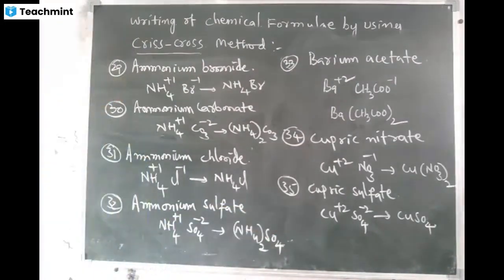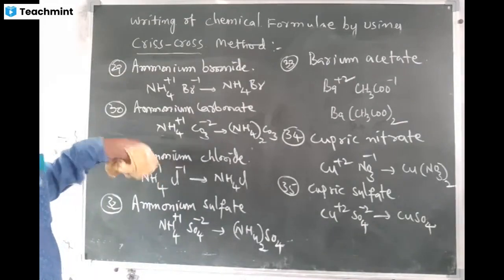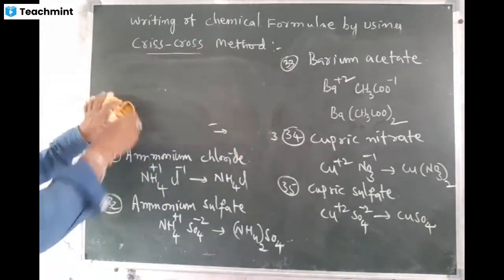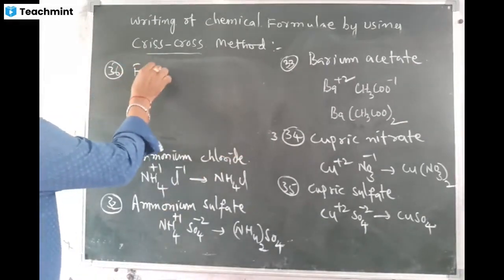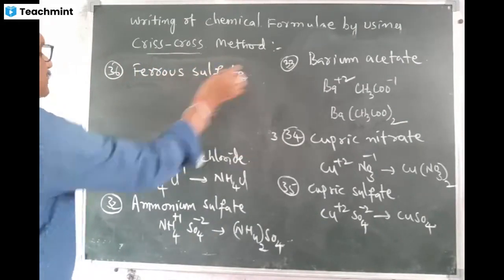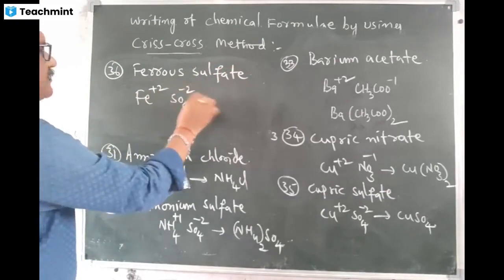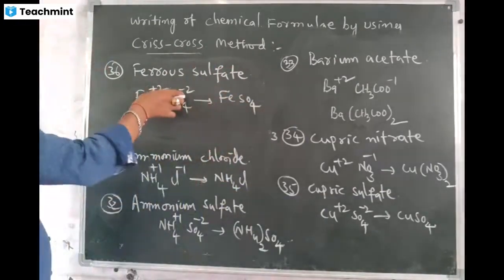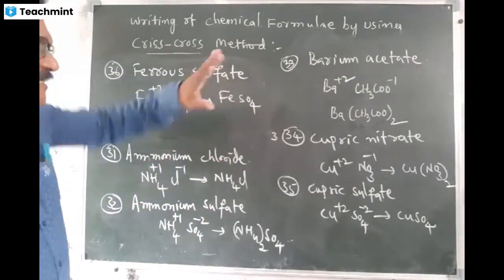Okay, then 36. Have you completed this part? 36, ferrous sulfate. Ferrous means Fe plus 2. Sulfate means SO4 minus 2. Then the formula becomes FeSO4. So simple. Whenever charges are equal, you write directly. Whenever plus 2 and minus 2 are there, it becomes neutral, so write them together: FeSO4.